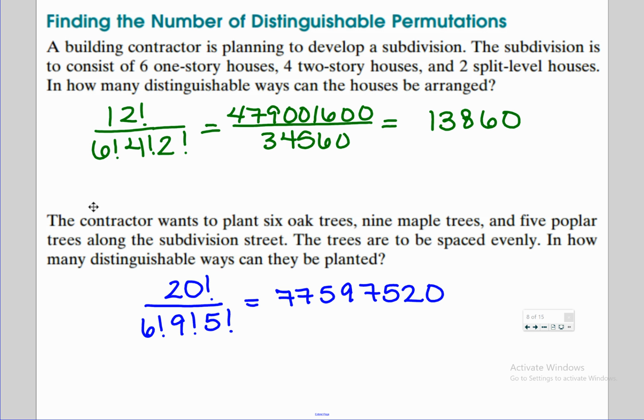All right, answers. First one, 13,860. Second one is, what is that, 77,597,520. Questions? Yep. So it doesn't matter which order they're in? The denominator, no. Yeah. Nope.